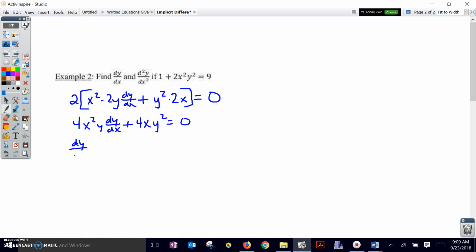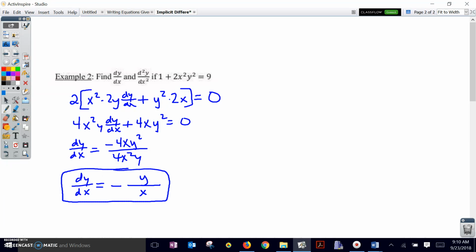Solving for dy/dx, we get dy/dx is equal to negative 4xy squared over 4x squared y. And of course, I want to reduce this before I start taking the second derivative, because it's going to make my life considerably easier. I'll bring the negative sign out in front. We've got everything except for a y canceling from the numerator and an x from the denominator. 4's cancel, an x cancels from both, and a y cancels from both. And there's my first derivative.